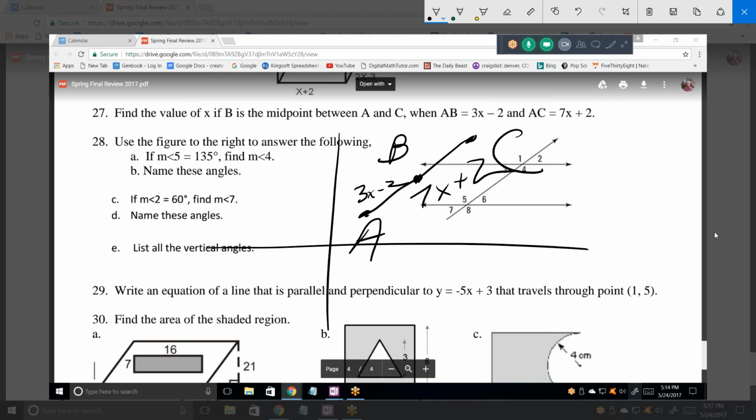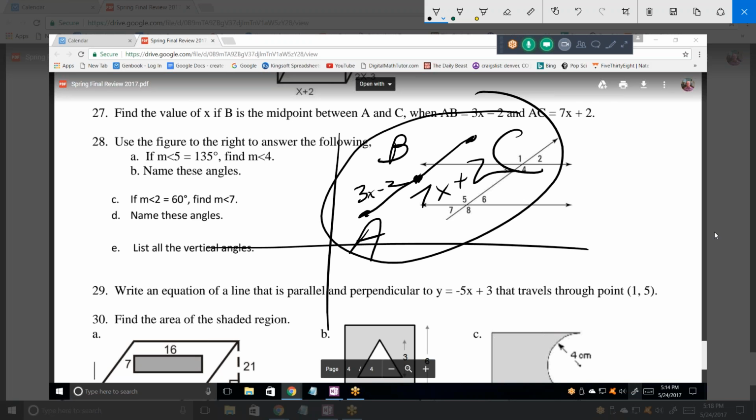Why? What kind of an equation do I need to write? In other words, the only way I can solve for x is if I can write an equation. Always. That's the essence of math. If you want to solve a geometry problem, you got to write an equation with one variable only in it. What can I say? I know that 3x minus 2 is half of 7x plus 2.